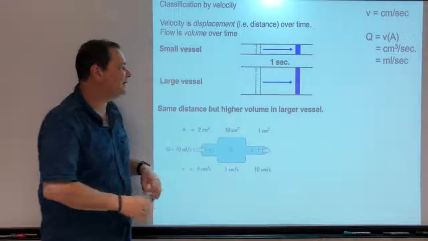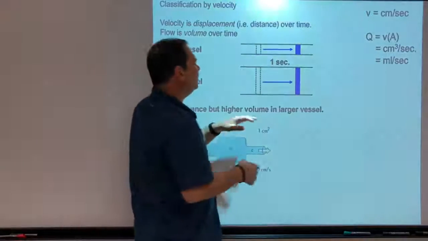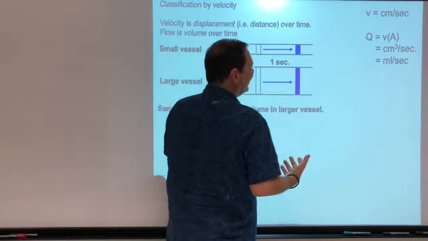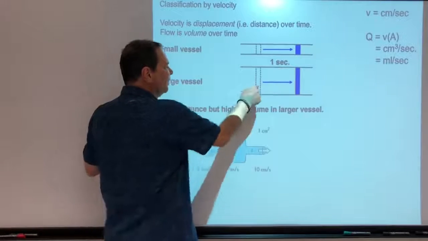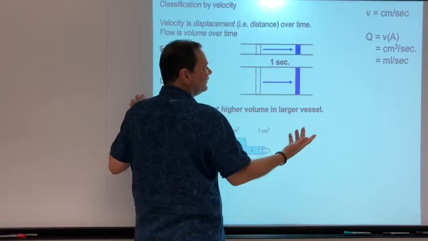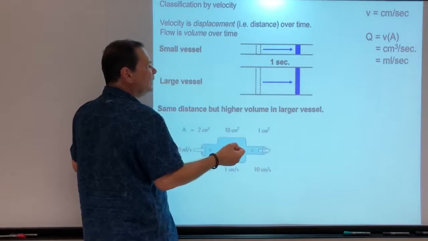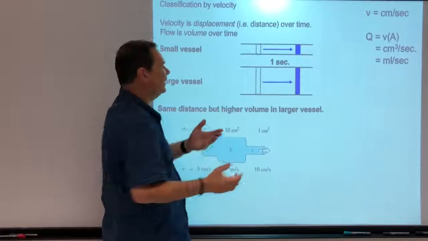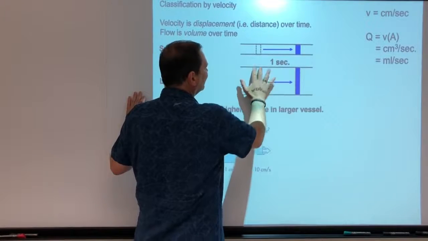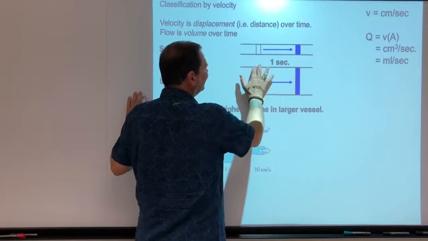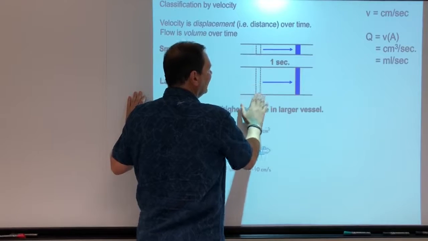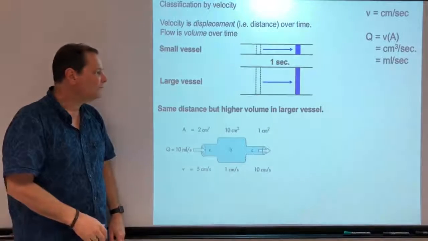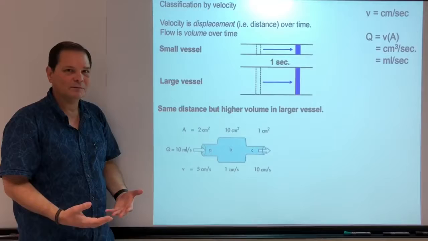So when we look at velocity, we look at displacement over distance. We're really looking at centimeters per second: how much one molecule of water will move in 1 second. If we look at blood flow, we're looking at a volume flow over time. So obviously, if we look at our blue box here, there's a bigger volume in this blue box than this blue box. But they both moved at the same velocity. So that's the difference between the two.